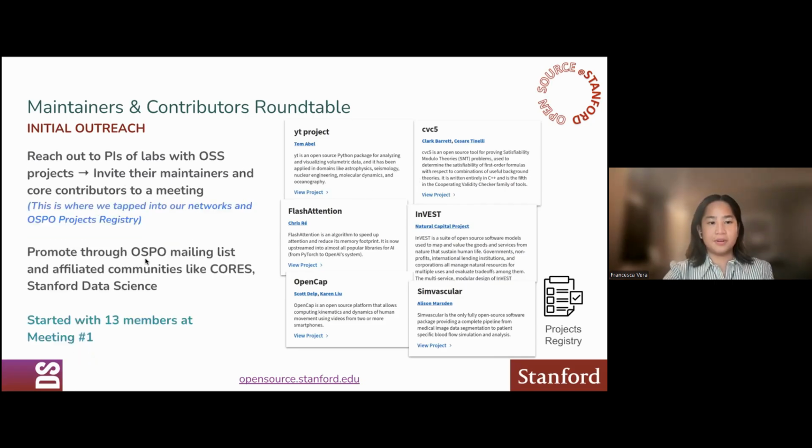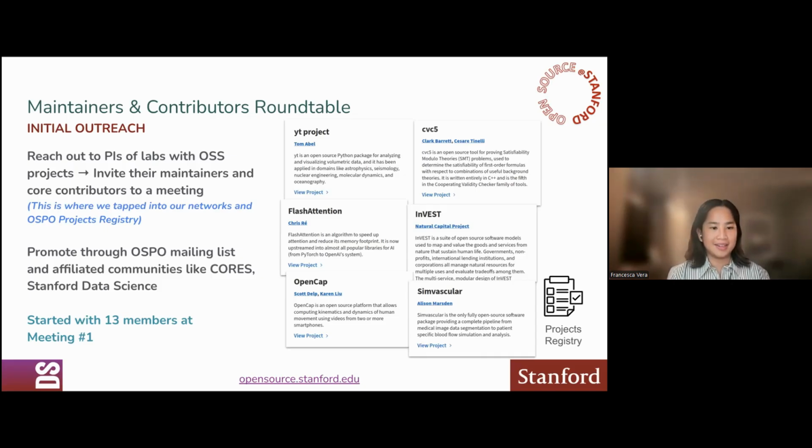We also promoted through an OSPO mailing list, and this comprised these PIs who are listed in our projects registry and some people who had found our OSPO and requested to be part of the mailing list or be updated on our activities. So we promote the MNCR at the start of every quarter, or for other schools in a semester system, at the start of every semester. And we promote it across our affiliated communities like CORES and Stanford Data Science.